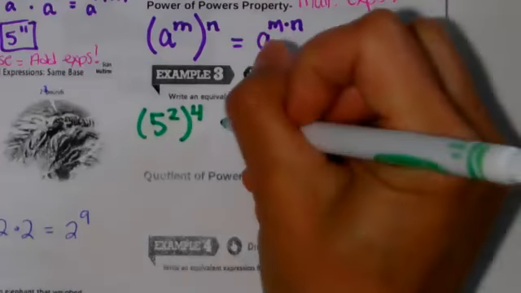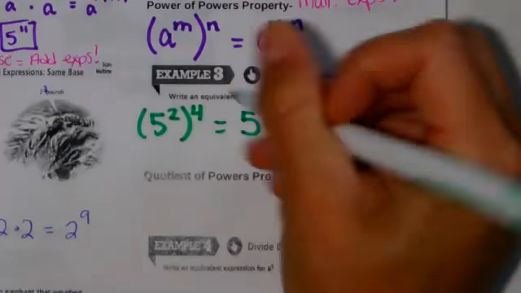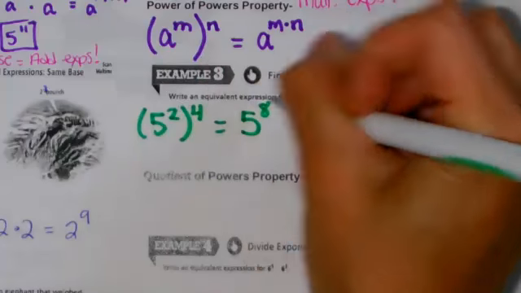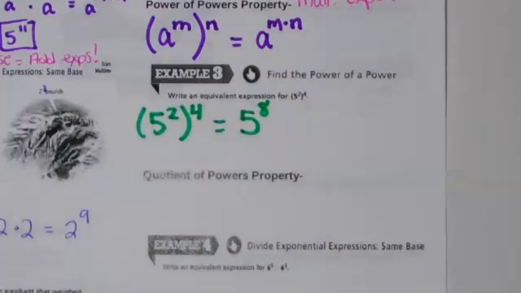So all you're really doing is you're multiplying this 4 by this 2. So you keep the base of 5. 4 times 2 is 8. That's the answer. Okay? Now, it does get a little more complicated than just that, of course, right?